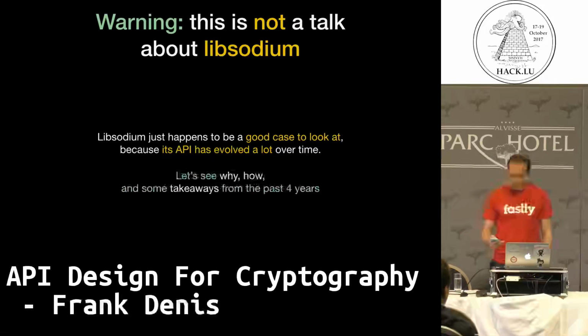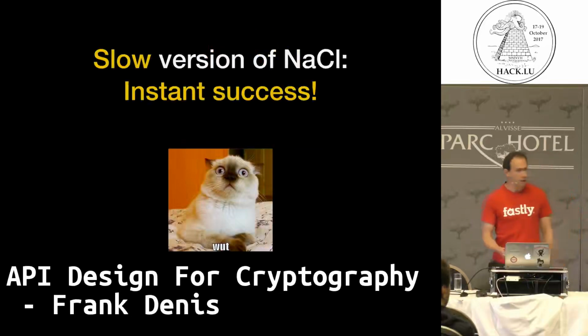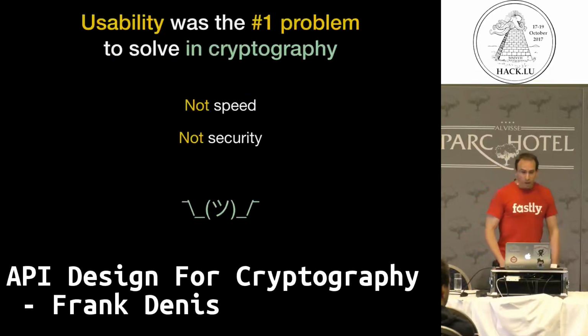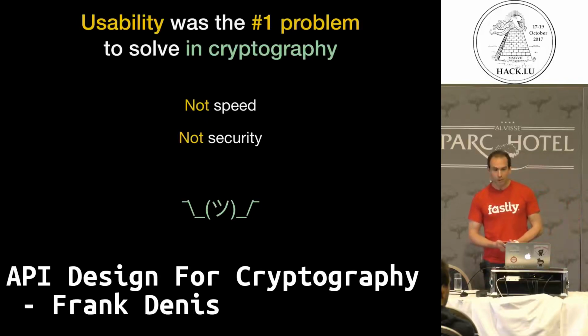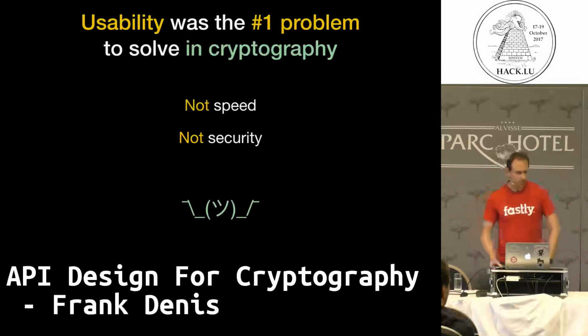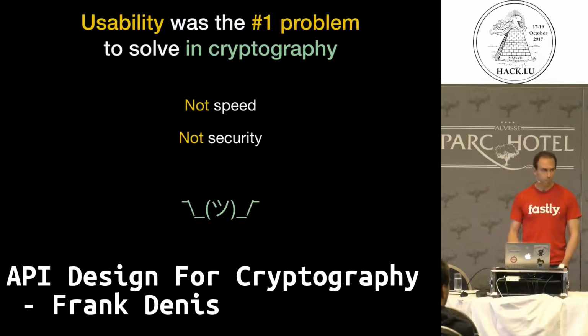So essentially, Sodium was a slow version of Knuckle, and everybody liked it. That's pretty nuts, right? But actually what it means is that in crypto, the first problem to solve was not security. That's been solved a long time ago, actually. Not speed, which is the main thing cryptographers are focused on. This is really usability.